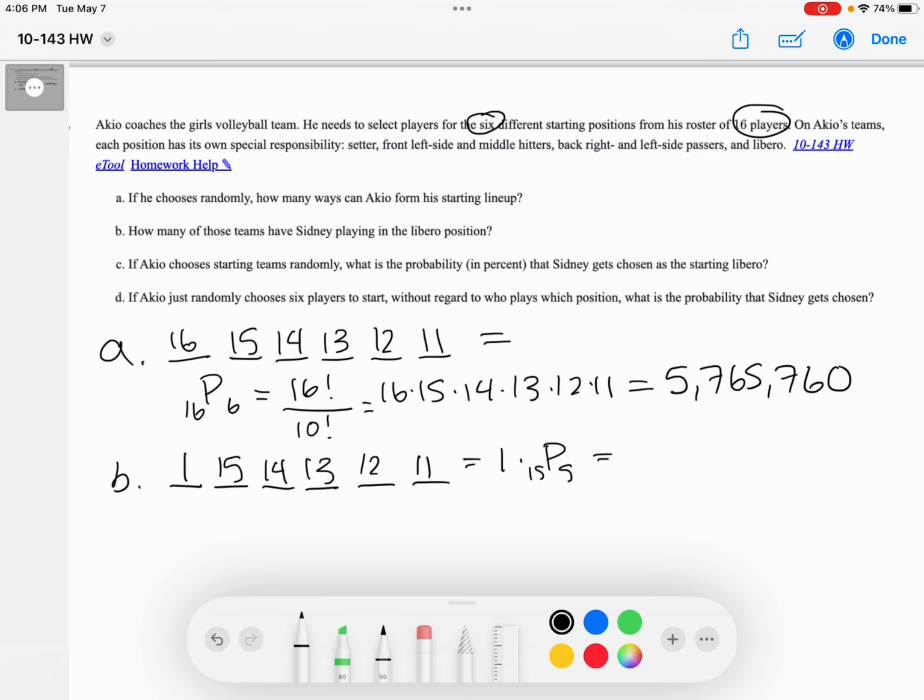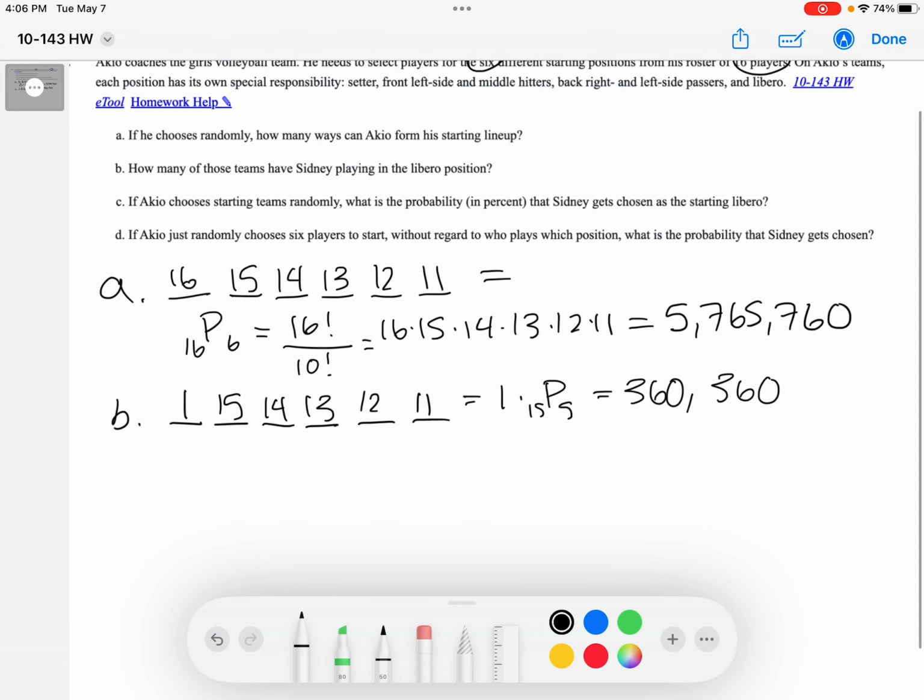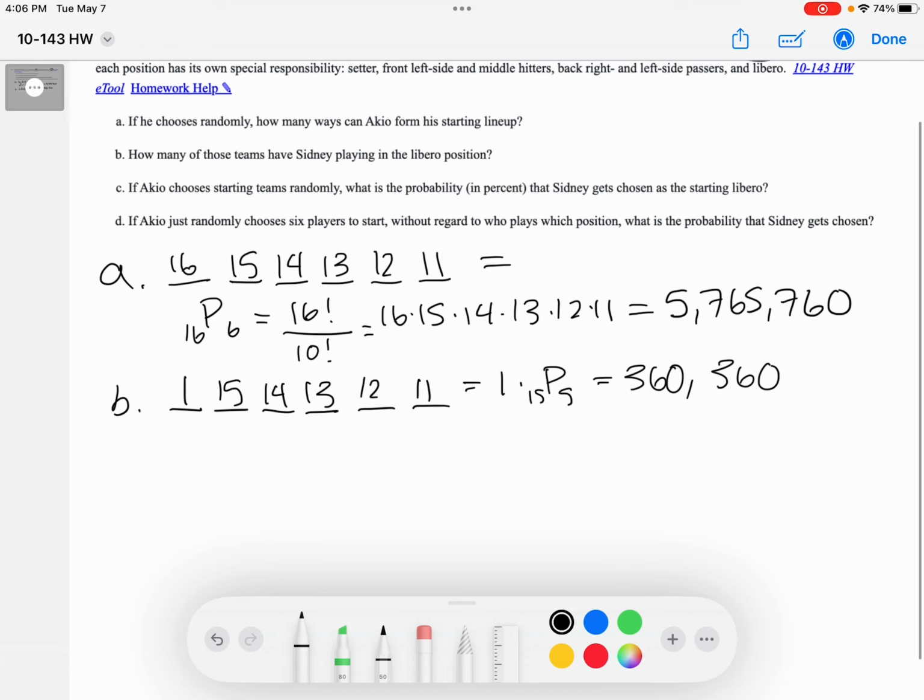Either way, we put those in our calculator, and we get 360,360 ways that he could choose Sydney to be the libero. Or at least, let me rephrase that, 360,360 teams that Sydney is a libero on.